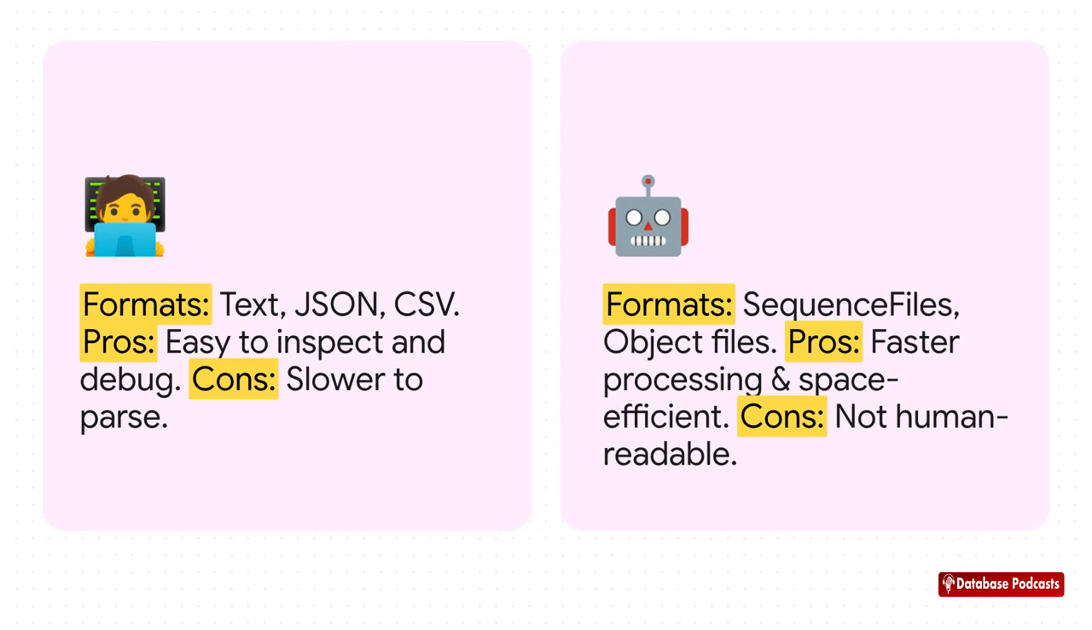This all leads to a classic trade-off. On one hand, you have your human-readable formats like text, JSON, and CSV. They are fantastic for debugging because you can just open one up and see what's going on. The downside? They're usually slower for a computer to parse and can take up more space. On the other hand, you have machine-optimized formats like sequence files. They are way faster to process and much more space efficient. But good luck trying to make sense of them with a simple text editor.